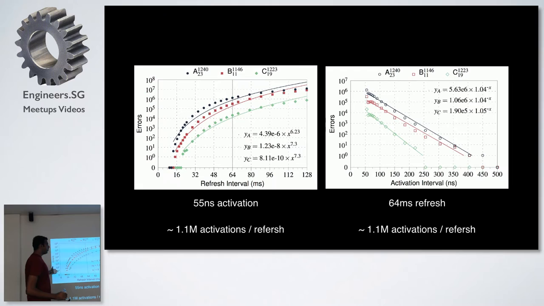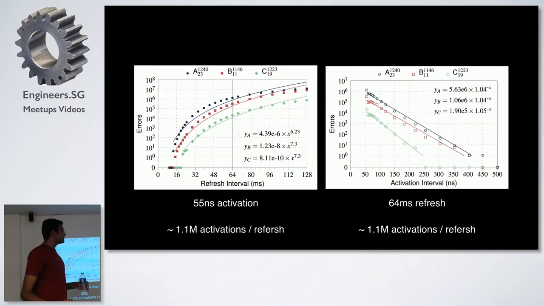So there is a correlation between the number of times you hammer a row and the chance of a bit flipping, which completely makes sense. That's the opposite correlation there, where the activation interval, which is basically how many nanoseconds you wait between a hammer. So it's basically inverse, because if you wait longer between hammers, you get fewer hammers between a refresh, because every time you get a refresh, you're basically back to a reset state.